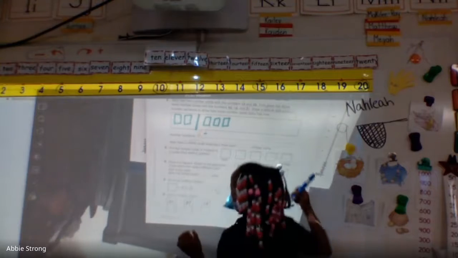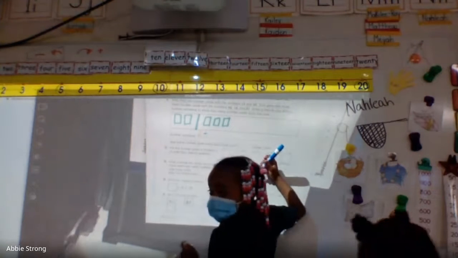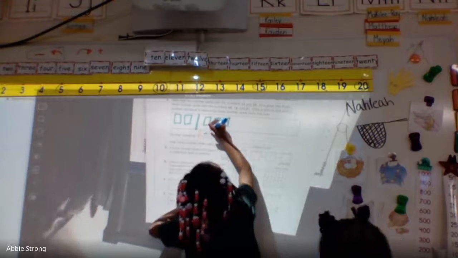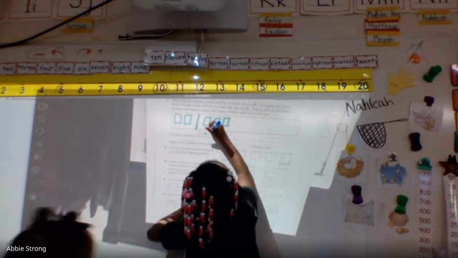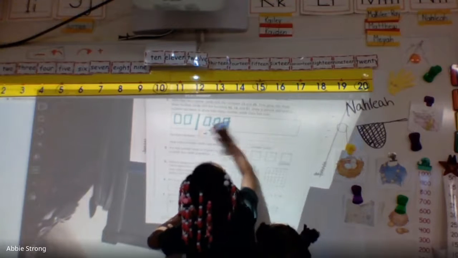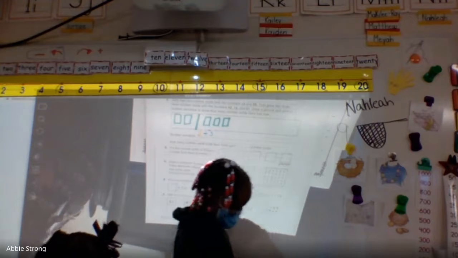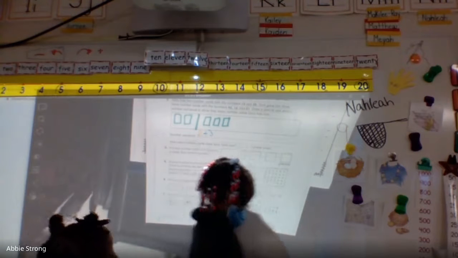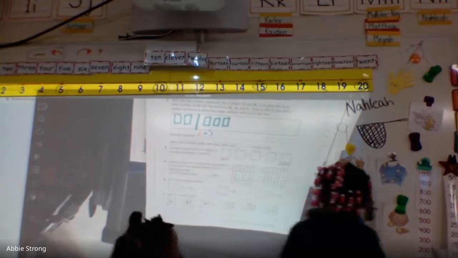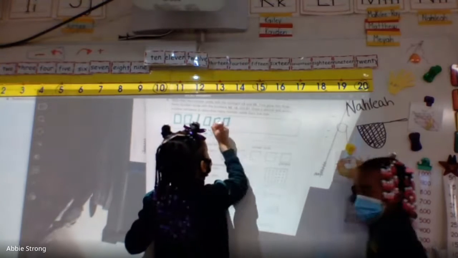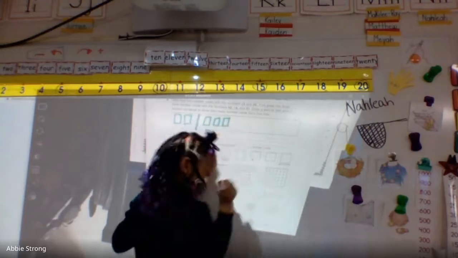You should be writing this on your paper, Leah. If we're writing it, you should be writing it. Leah, your paper needs to be on your table. You need to be writing 2 plus 3 equals on your number line.